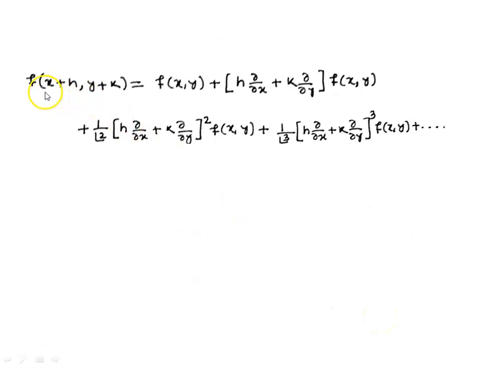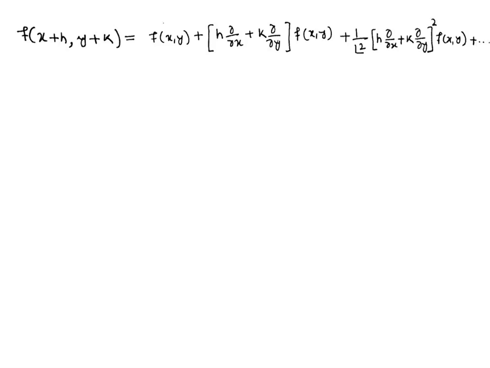So finally we have f(x+h, y+k) as f(x,y) plus (h ∂/∂x + k ∂/∂y) f(x,y) plus 1 by factorial 2 (h ∂/∂x + k ∂/∂y)² f(x,y) plus 1 by factorial 3 (h ∂/∂x + k ∂/∂y)³ f(x,y). Like this it continues. So this is the Taylor series expansion of the function of two variables. So now we have this expansion with us.